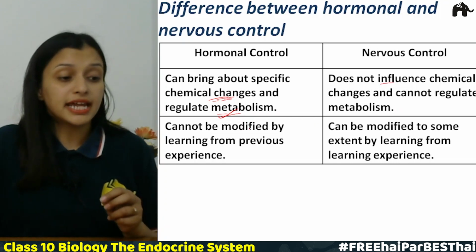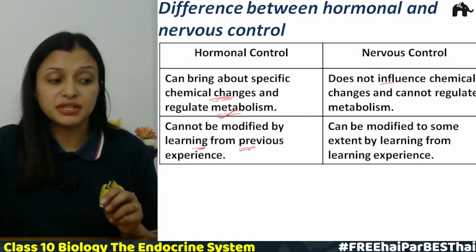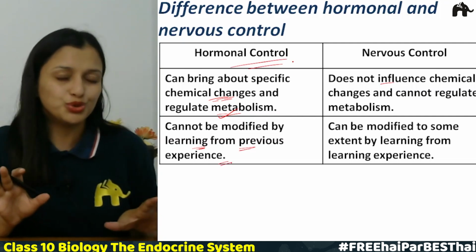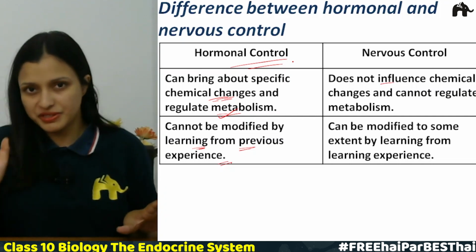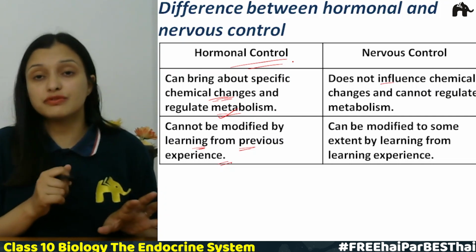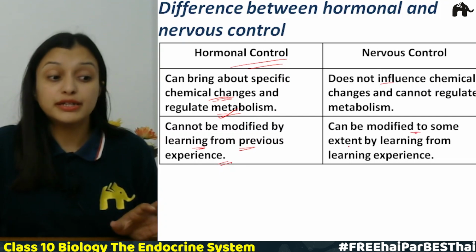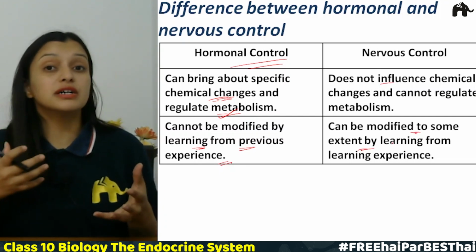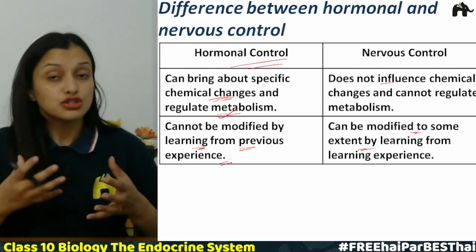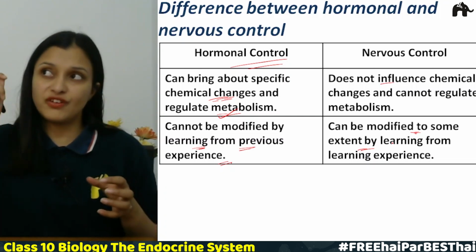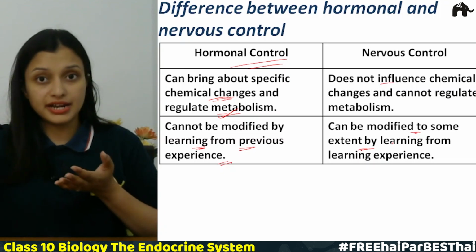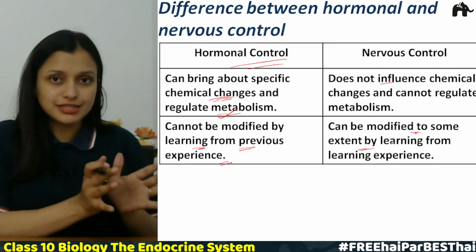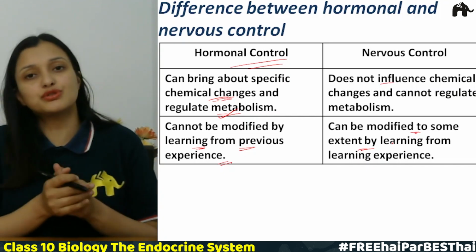Hormonal control cannot be modified by learning from previous experience. This hormonal control has nothing to do with past experiences. But the nervous system can be modified to some extent by learning experiences. You remember Pavlov's experiment on the dog, so that was an experience for the dog. Whenever the bell rang, food would follow. But that is not true in case of hormonal control. So I hope the differences between hormonal control and nervous control are clear.